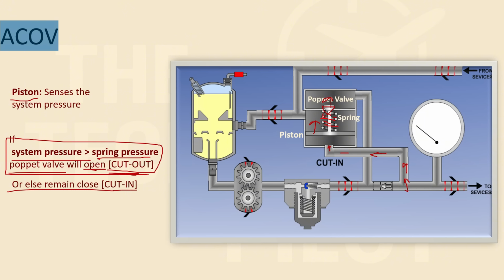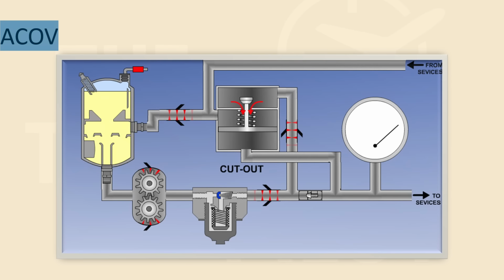And or else it will remain in cut in position. So this particular image that you're seeing, this is a cut in position, right? So the poppet valve is not moved, and it is in cut in position right now. So in this image, you can see that the poppet valve has moved up, creating a particular vent over here from where the hydraulic fluid can move or escape.